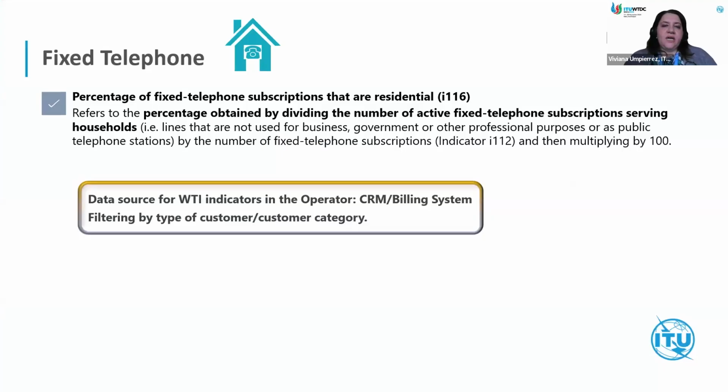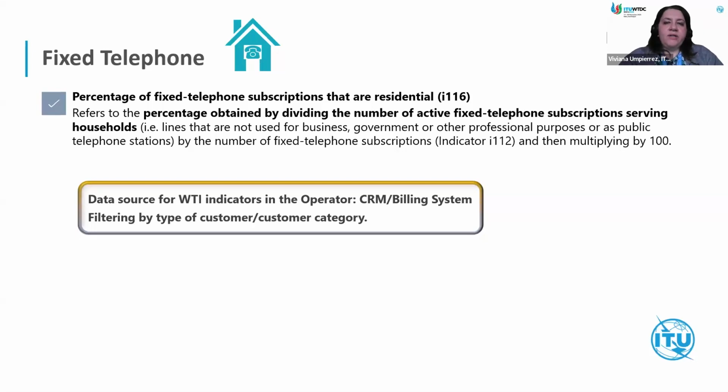And finally, there is an indicator that we would like to remind you of, because sometimes there is confusion with the household indicator. When we ask for the percentage of fixed telephone subscriptions which are residential, what we ask is: from the total telephone subscriptions that the operators have, which of them correspond to the residential customer category. So this percentage is residential divided by the total fixed telephone.